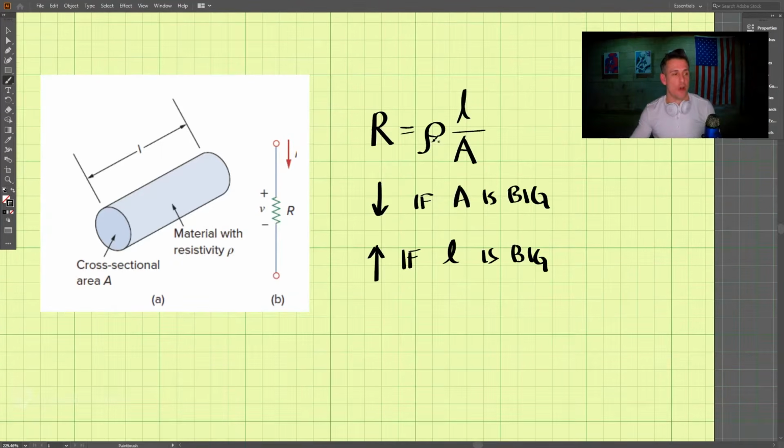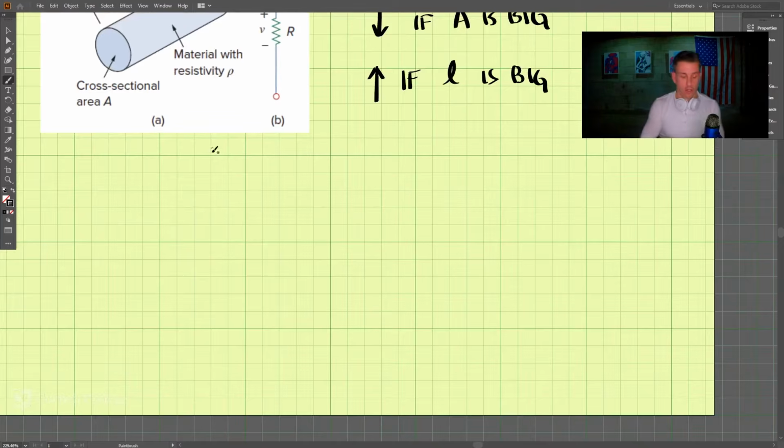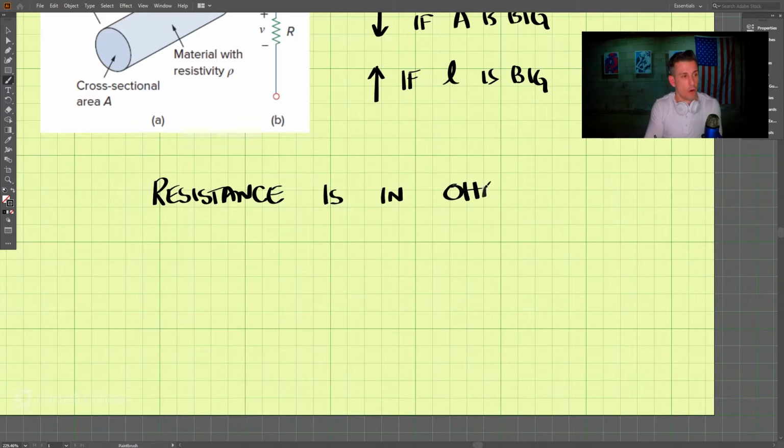Resistance is measured in ohms. So resistance is in ohms. And we write ohms as the symbol omega. So this is omega. We write the ohms as omega because they both have O. Ohms, omega.